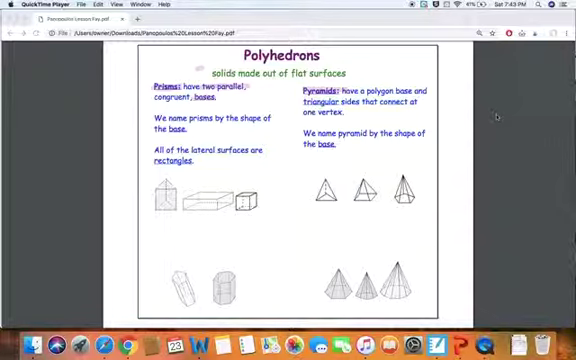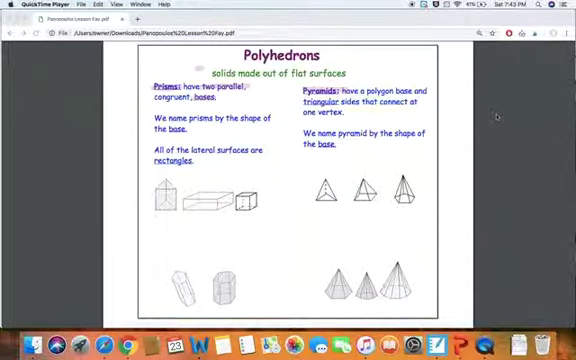Today we're going to be talking about 3D figures. We're going to do a little activity at the end, but I want to introduce you to different types of 3D figures that we're going to be dealing with. The main one we're going to focus on is polyhedrons, and that is solids made out of flat surfaces. Now we have a couple different types here.